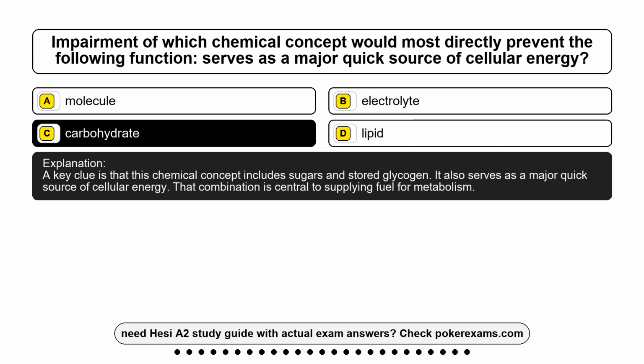A key clue is that this chemical concept includes sugars and stored glycogen. It also serves as a major quick source of cellular energy. That combination is central to supplying fuel for metabolism.